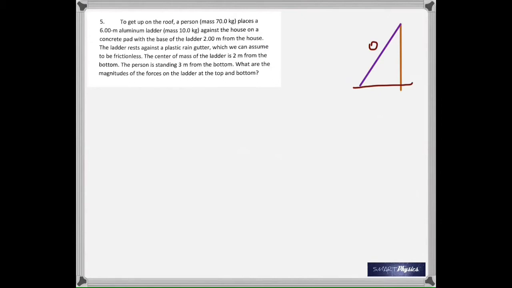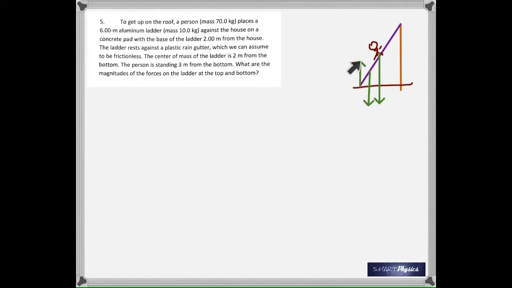Let's slow this down. It's leaning against the rain gutter. The person is standing 3 meters from the bottom. That is his weight acting down, which should be 70 times 9.8. And then the mass of the ladder, creating its weight, is this second green arrow acting down. So the weight of the person, and then the weight of the ladder.